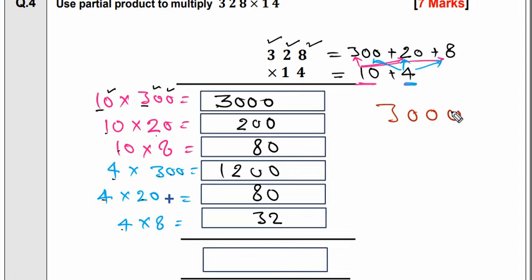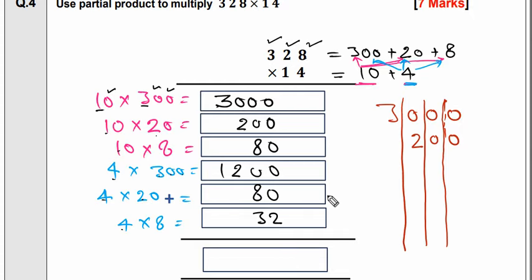So let's say 3000, then we have to write 200. So we will write 200 like this. Or first you write 3000, the big number, then you write a straight line. Draw a straight line for each number, so you will not be confused. Now what number do you have? 80. So 80 will be here. 1200, 80 again, and then 32.